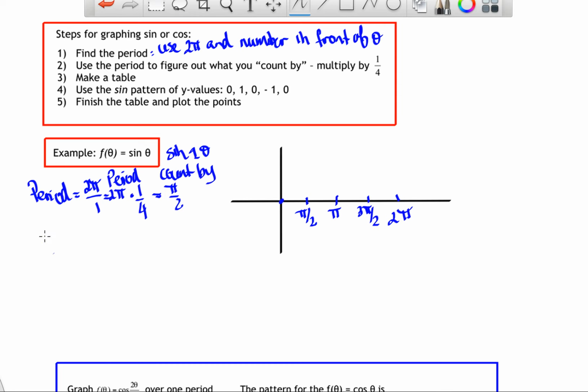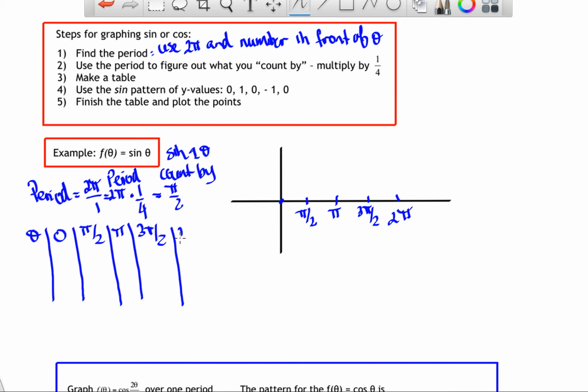Now the only thing that's left then would be to find the actual y values. So after you find the period, and after you find your count bys, you can start making the top line on your table. So 0, pi over 2, 2 pi over 2, which is just pi, 3 pi over 2, and then 4 pi over 2, which is 2 pi. And then the sine of theta goes here.